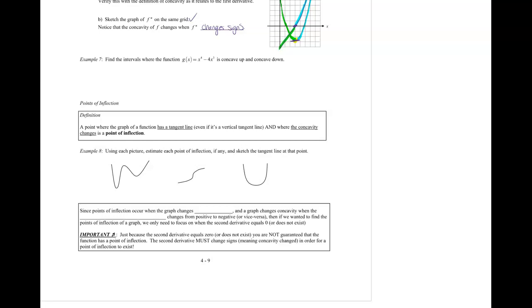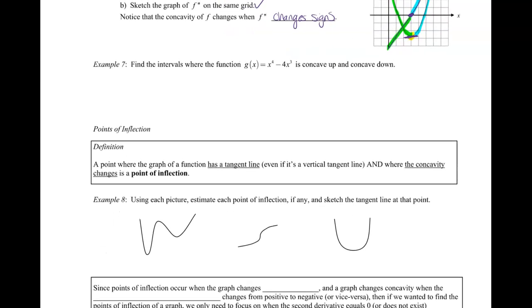Okay, so the next example says find the intervals where the function g of x is equal to x to the fourth minus 4x cubed is concave up and concave down. So anytime we're trying to talk about concavity, we definitely need to take that second derivative. So let's just go ahead and get this started by taking our first derivative, because, well, that would be helpful. So I'd have g primed of x is equal to 4x cubed minus 12x squared.